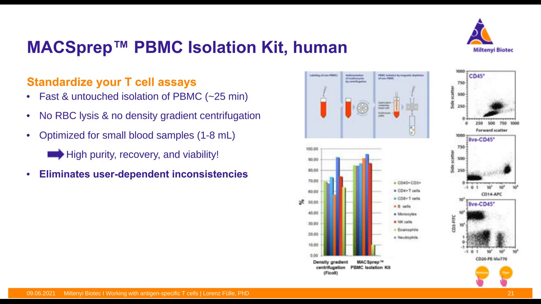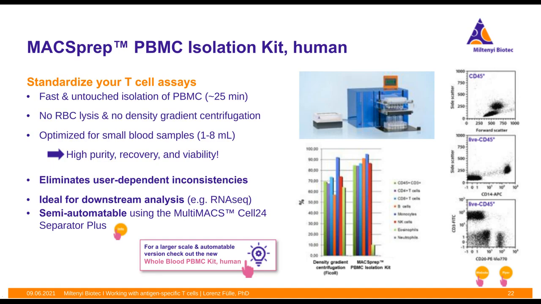Furthermore, the kit eliminates any user-dependent inconsistencies and performs very reliably with every preparation. So it is also ideal for performing any downstream analysis, as these cells are really viable. You could easily analyze the cells using, for example, single-cell RNA sequencing or any other downstream assays. And furthermore, the kits are also semi-automatable using the MultiMACS Cell24 Separator Plus, which you can see here on the top, to allow you to analyze PBMCs from a large cohort of samples.